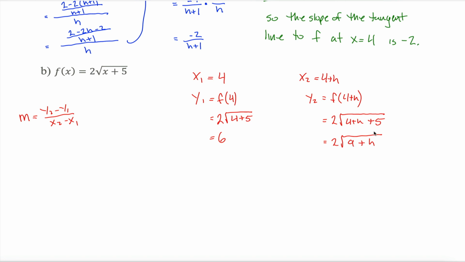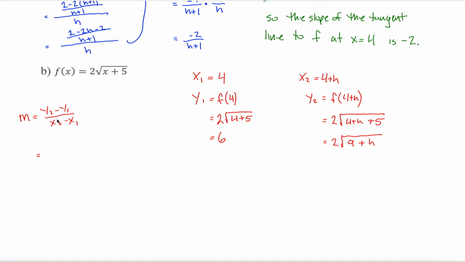This is 9 plus h to the 1/2 power. That's what it means to take the square root of something, is you're raising it to the 1/2 power. And you can't take that 1/2 power and distribute it to the 2 terms because there's 2 different terms. You can't simplify this expression the way it's written. So what do you do? You just go plugging into your slope formula.